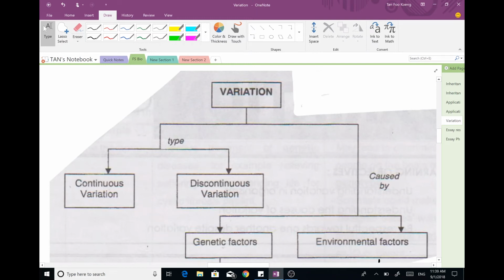Let's look at the last chapter of our Form 5 syllabus, Chapter 6, Variation. Now, what comes into your mind when you hear this term, variation? Basically, it talks about the differences among organisms. So why is it important? Why must we be all different, even among the same species?